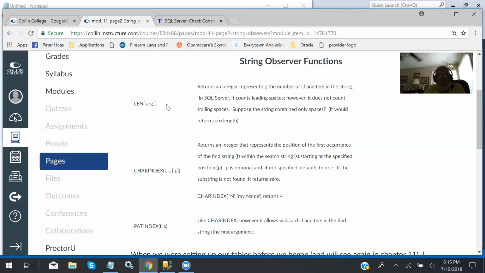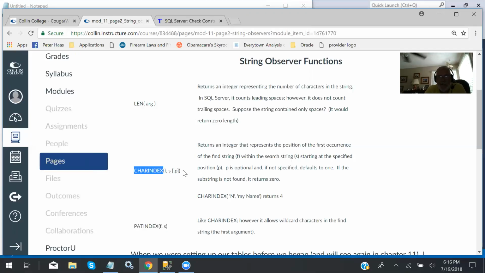Questions. Length. LEN. How many characters are in the string passed as the argument? Important function right there. It doesn't change the argument. It just gives you back a number that tells you how many characters you're looking at there. Very important little function.